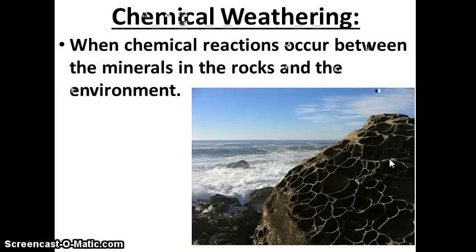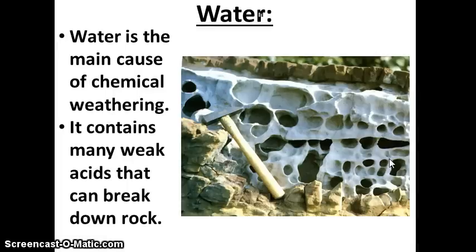Chemical weathering is chemical reactions which occur between the minerals in the rocks and the environment. So we were looking at how plants would secrete mild acids and different ways to break down the rock. Water is the main cause of chemical weathering. It contains weak acids. So every time it rains, it's essentially acid rain. We get a lot of carbonic acid from the rain in very, very mild doses, and over enough time that can eat away at the rocks.